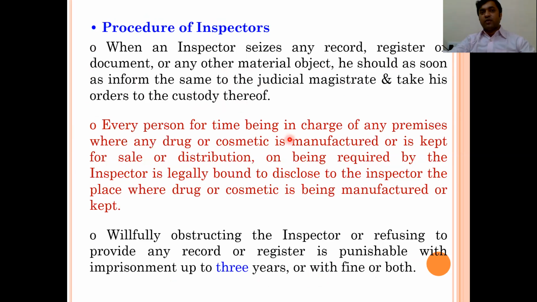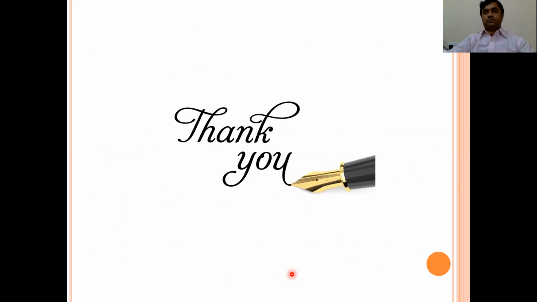Every person for the time being in charge of any premises where any drug or cosmetic is manufactured or is kept for sale or distribution, on being required by the inspector, is legally bound to disclose to the inspector the place where the drug or cosmetic is being manufactured or kept. Willfully obstructing the inspector or refusal to provide any required register is punishable with imprisonment up to 3 years or fine or both. So this is about your Drugs and Cosmetics Act.